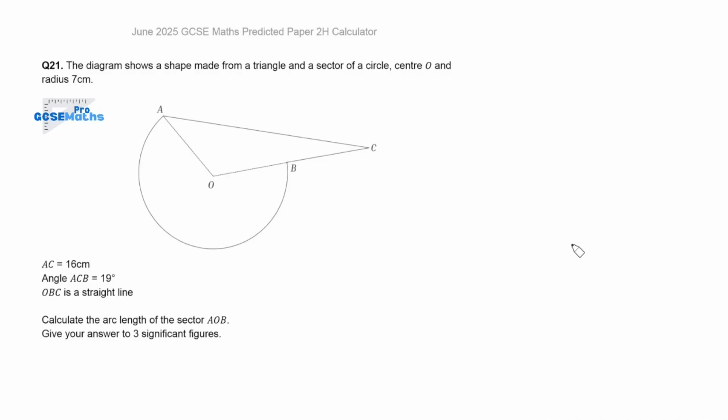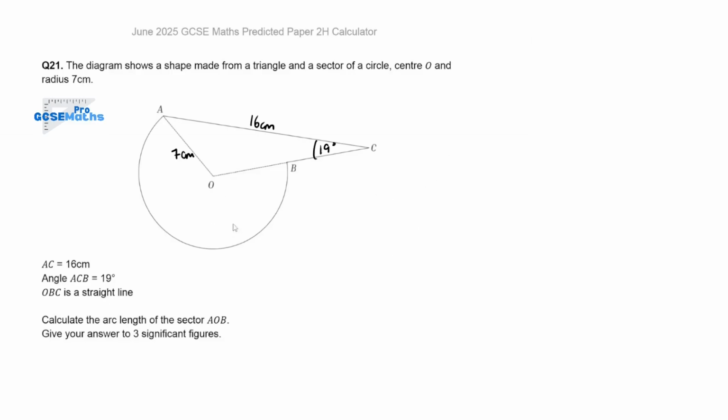Question 21. The diagram shows a shape made from a triangle and a sector of a circle, centre O, and radius 7 centimetres. So let me just label that. That's 7 centimetres there. AC is 16 centimetres, so label that. Angle ACB is 19 degrees. There. And OBC is obviously a straight line. Calculate the arc length of the sector AOB. Give your answer to 3 significant figures.